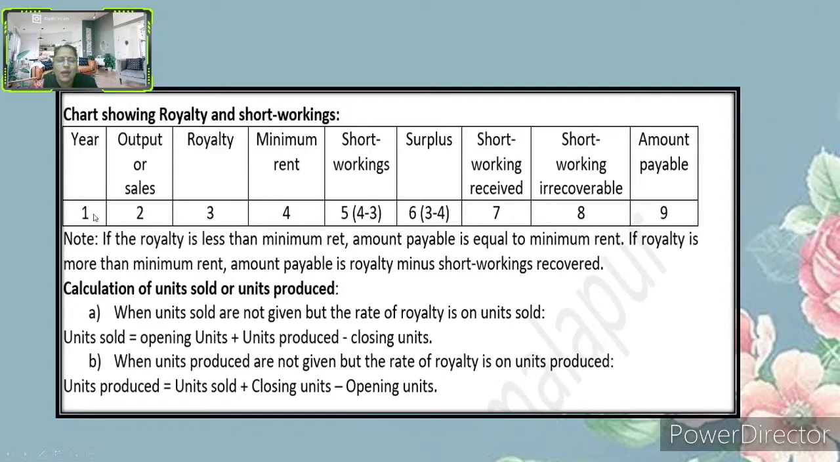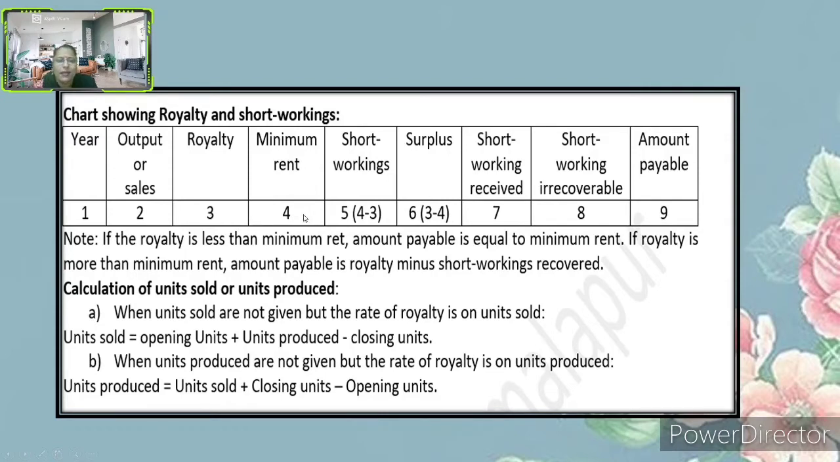For example, they have given 4 years, like 2000, 2001, 2002, up to 4 years, 5 years, however many years they have given. We have to take them one by one. Then output or sales, which the problem may give as 10,000, 20,000, 30,000. Whatever the sales given, we have to enter here. Then the royalty, whatever the problem gives as royalty, we have to take.